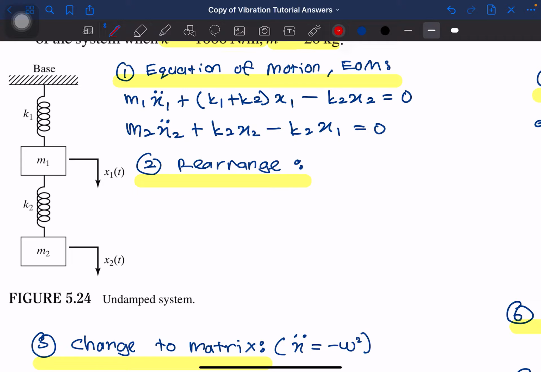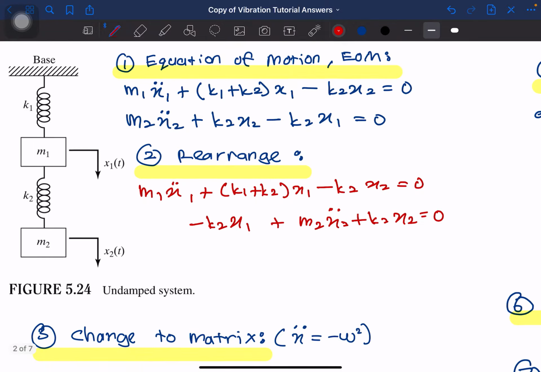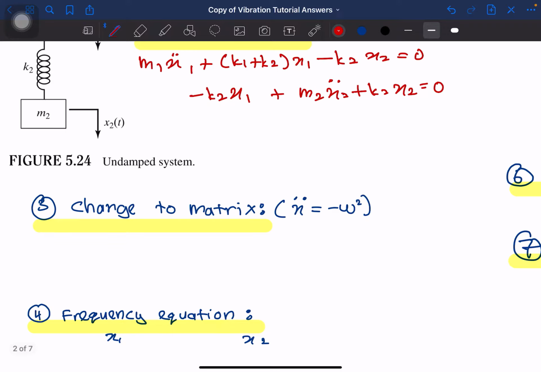So now I'm going to rearrange it into x1 first, and then x2. For the first equation, there is nothing we can change, just leave it that way. Next, plus m2 x2 double dot plus k2 x2, in the second equation.